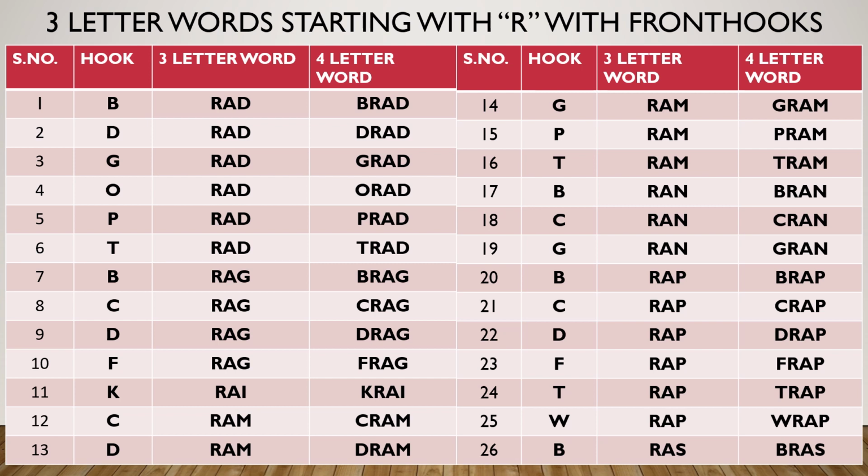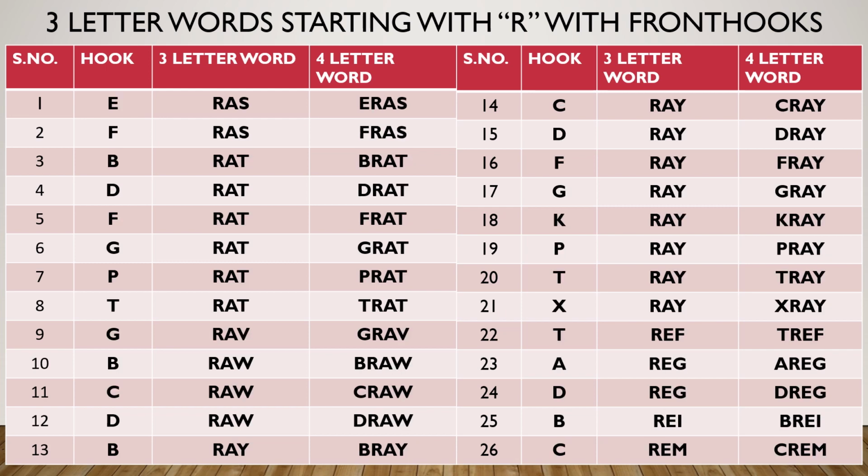You can have a look at the remaining words yourself. RAS accepts B, E, and F. On this slide, we see the word ERAS with E and FRAS with F. RAT accepts B, D, F, G, E, and T, making words like BRAT, FRAT, GRAT, and PRAT, and with T it is TRAT. RAV makes GRAV with the G.